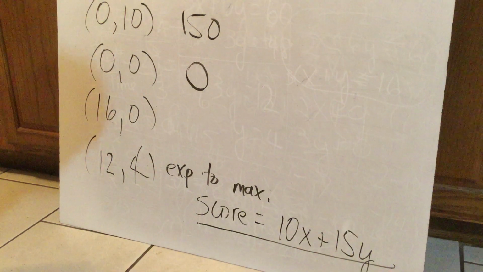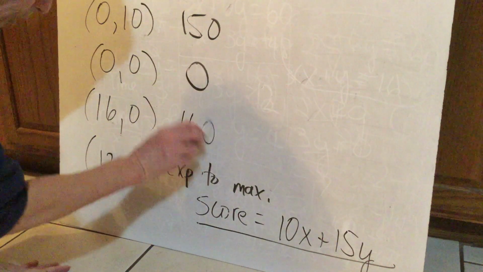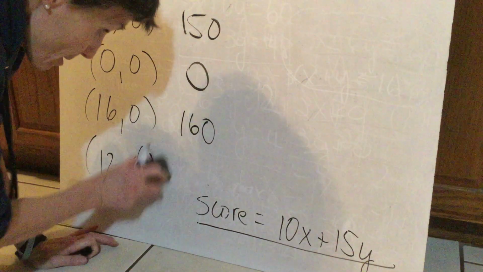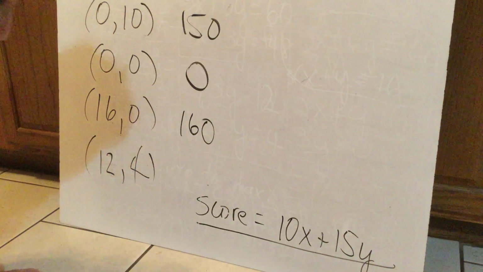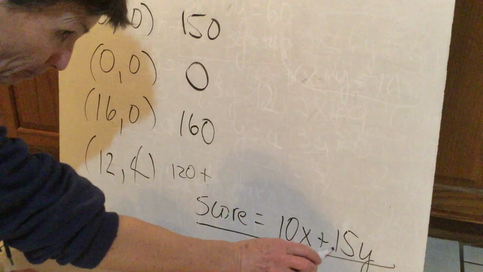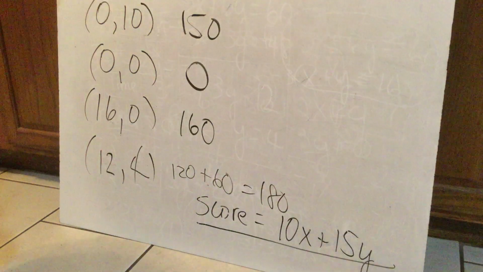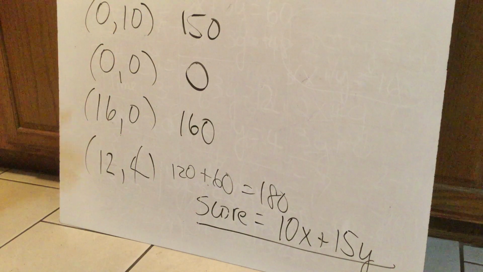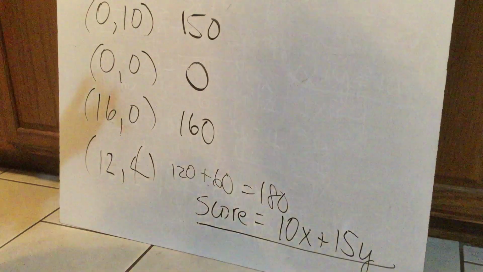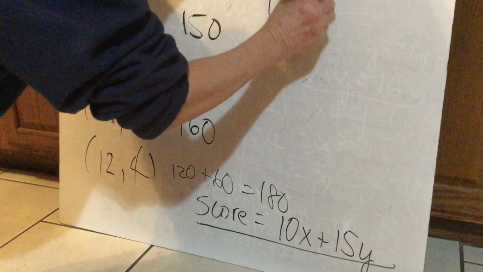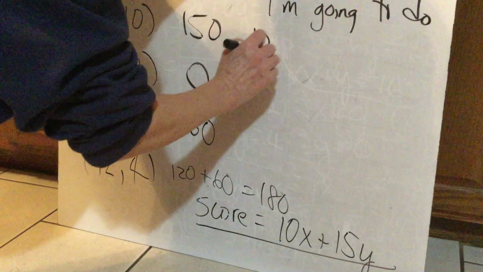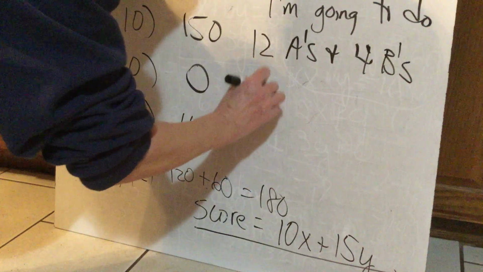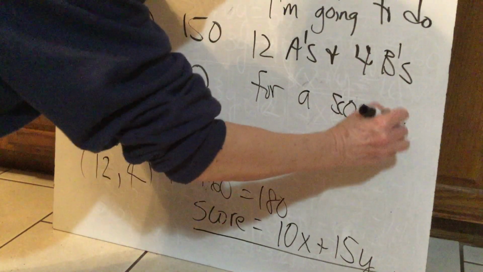How about 16 and 0? Well, 16 and 0 would mean you had a score of 160. What about 12 and 4? Well, 12 and 4 would be 120 plus 60. That would be 180. Now remember, you're trying to maximize. So what are you going to do? How many questions are you going to do? I'm going to do 12 A's and 4 B's for a score of 180.